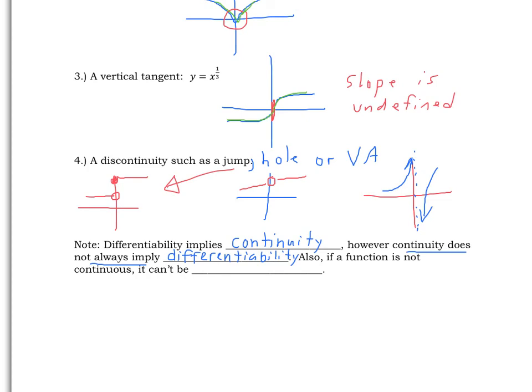So we could also conclude that if a function is not continuous, it can't be differentiable. That's illustrated in our fourth case here where we have a discontinuity. So if it's not continuous, there's not going to be a derivative that exists.